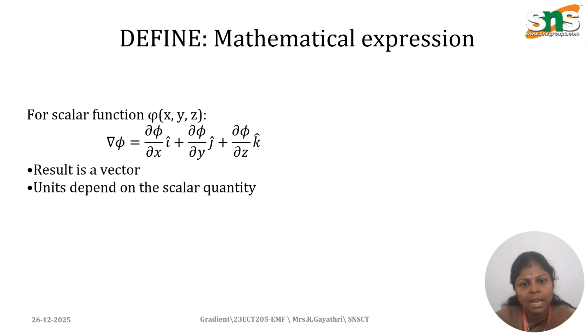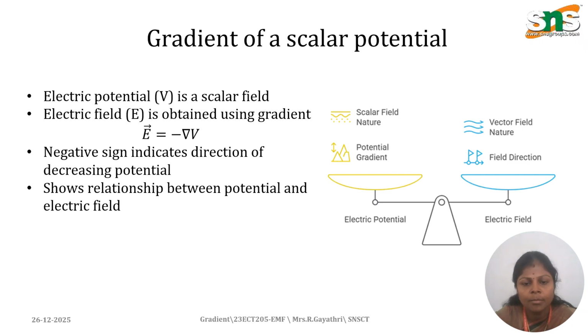The result of the gradient of a scalar is a vector quantity, and its unit depends only upon the scalar function. Coming to the gradient of scalar potential, the scalar potential is a scalar field, and it is related with the help of the gradient function. Then the electric field E vector is equal to minus del V, where the negative sign represents the negative direction, that is, decreasing potential. This is how the gradient and electric field are related: E vector equals minus del V.